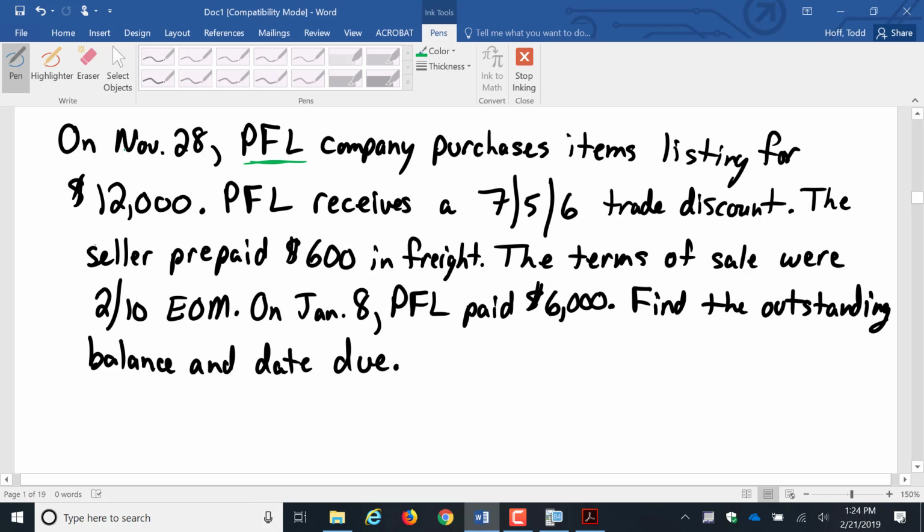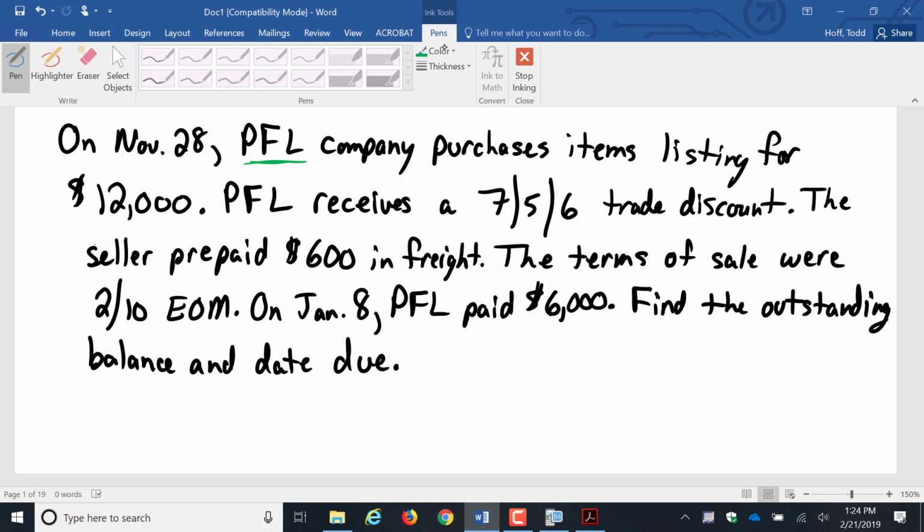On November 8th, PFL Company purchases items listing for $12,000. PFL receives a 7/5/6 trade discount. Now that's a chain trade discount. The seller prepaid $600 in freight. The terms of sale were 2/10 EOM, end of month. On January 8th, PFL made a payment of $6,000. Find the outstanding balance and the date due.